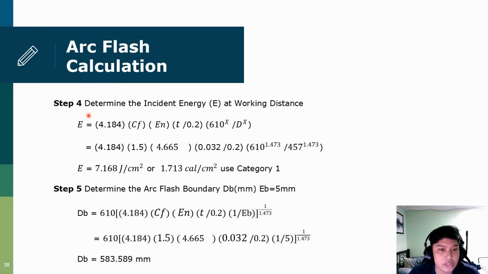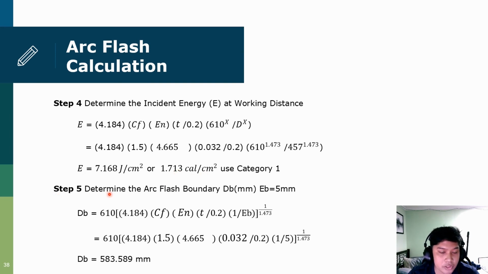In step 4, we determine the incident energy E at working distance. So this is the formula. Substituting the variables again, we have the final result of 7.168 joules per square centimeter or 1.713 calories per square centimeter.